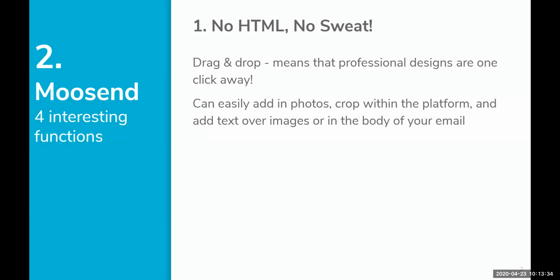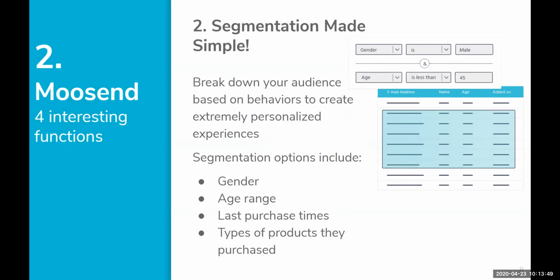It means that professional designs are just one click away. You can easily add in photos, crop within the platform, and put text over the images or in the body of your email. So don't sweat it if you don't know HTML, because everything is built right into the platform. Then we'll hear a lot about segmentation during this presentation. Segmentation is made super simple with MooSend and many of these other platforms.